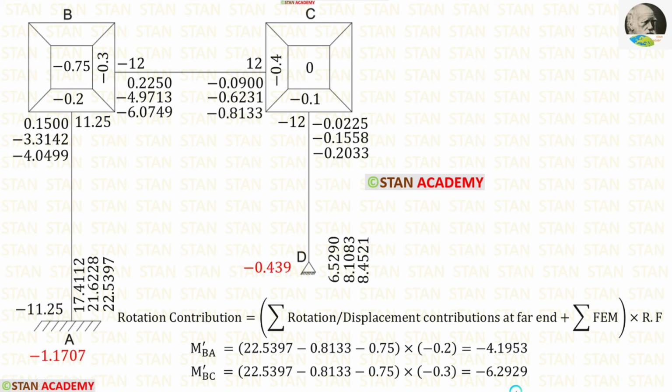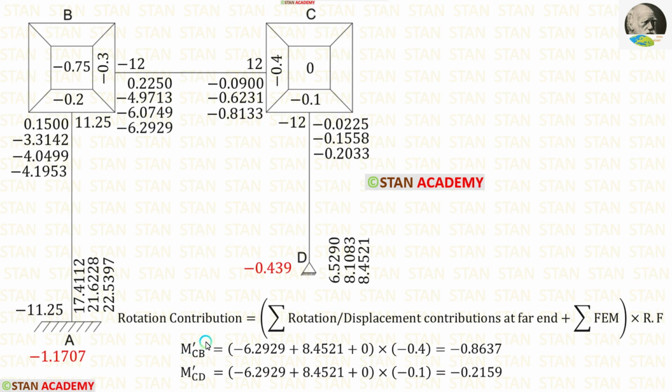Let us start the fourth iteration. Now let us find m dash BA and m dash BC. In the point A, we have the displacement contribution, and in the point C, we have the rotation contribution. The summation of the fixed end moment is minus 0.75. The rotation factor for BA is minus 0.2 and the rotation factor for BC is minus 0.3. After the calculation, we are getting m dash BA and m dash BC. Let us apply the values of m dash BA and m dash BC.